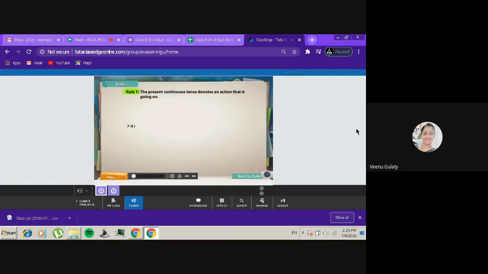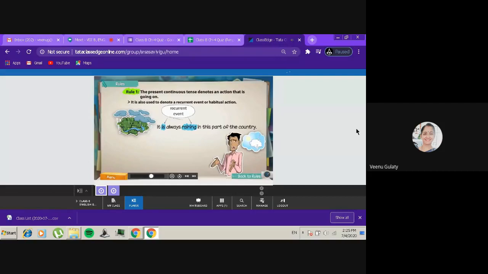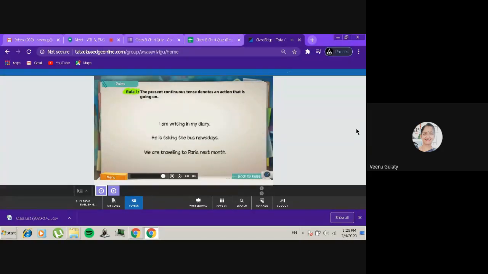The present continuous tense is also used to denote a recurrent event or habitual action. For example, in this sentence, the continuous present tense used with the adverb always shows that raining is a recurrent event in a particular part of the country. Similarly, in the next sentence, the continuous present tense and the adverb forever shows how complaining about the weather is a habitual action of Joseph. Here are some more examples of sentences using the present continuous tense. Habitual means something you do at regular intervals, like daily or after a few hours, something of that sort. Which is in habit is called habitual.